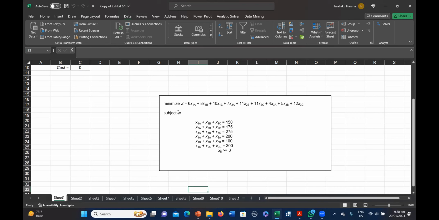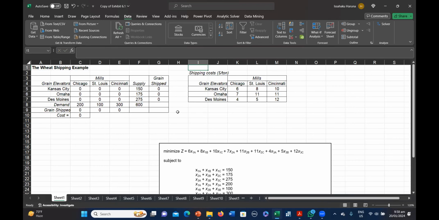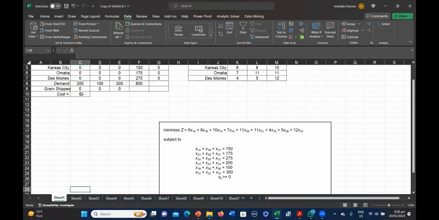That's this one. Okay. Now, then the same thing for the second one, where we are saying that X2A, now this one, X2B plus X2C should be equal to 175, which is what we have placed here. Okay? And so on and so forth.